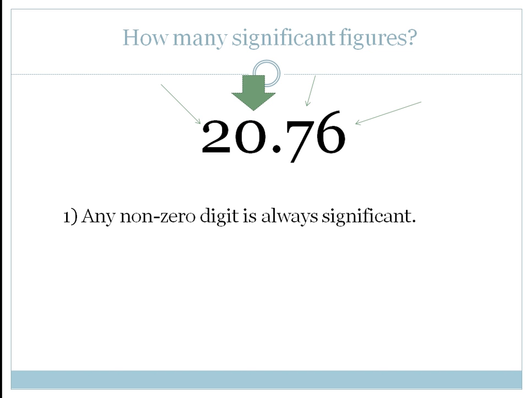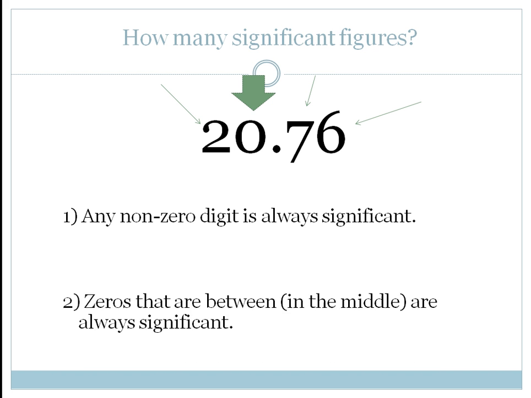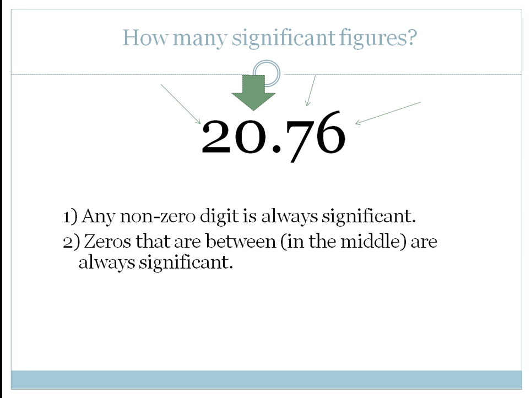Alright, what about the 0? So when I look at a 0, I got to figure out where is it located. And there's 3 places it can be located: in the front, the middle, or the end. In this case, the 0 is in the middle. If I look at rule 2, it says zeros in the middle are always significant. So it is significant. That gives me all 4 digits.